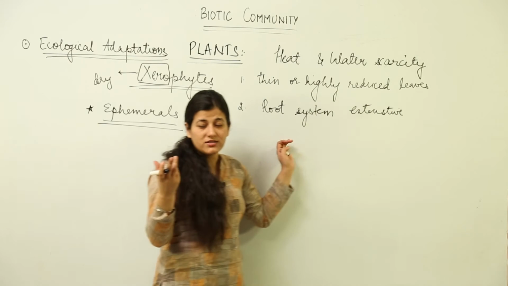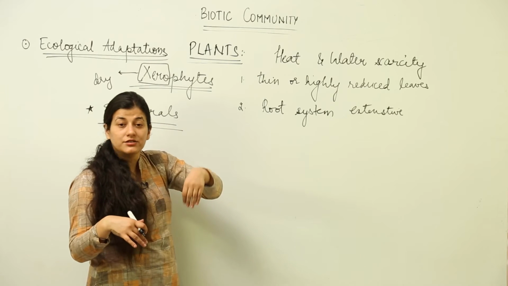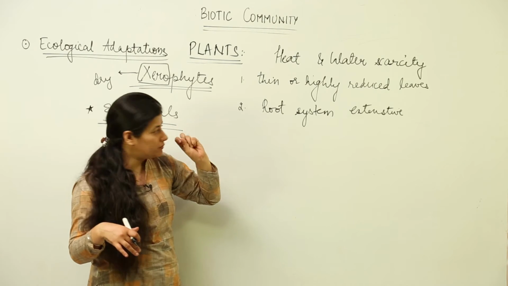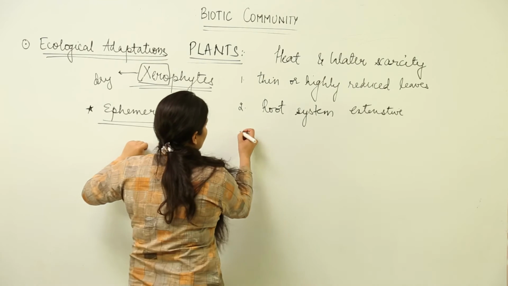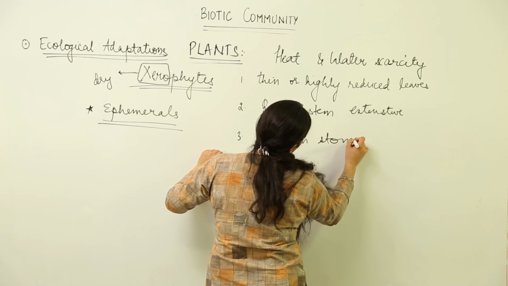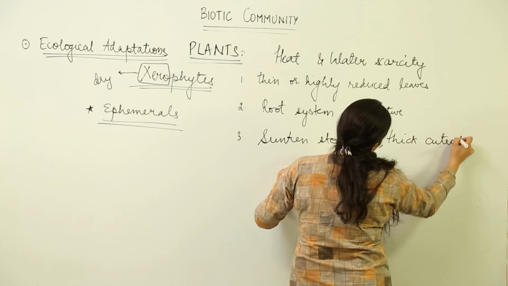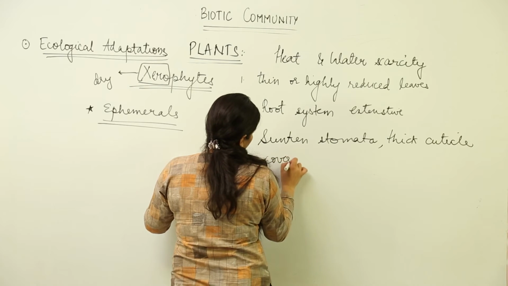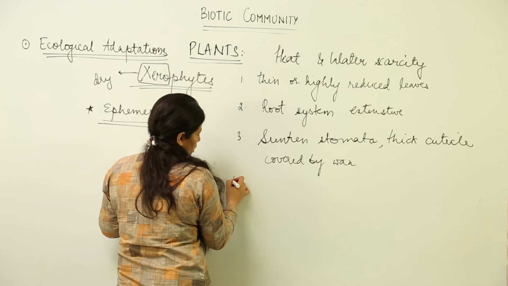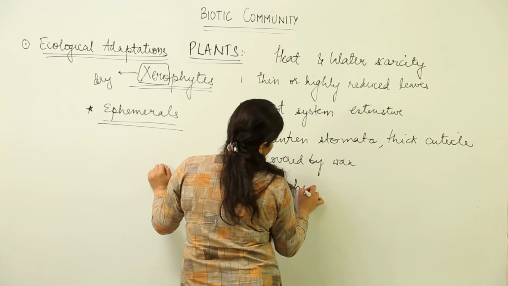There are certain plants known as phreatophytes which have such a deep seated root system that it reaches around 500 meters down the soil, in order to extract the water. So, the root system is highly extensive. Then you have sunken stomata, thick cuticle covered by wax. All these things are to avoid transpiration. Also, they will have C4 photosynthesis mechanism.